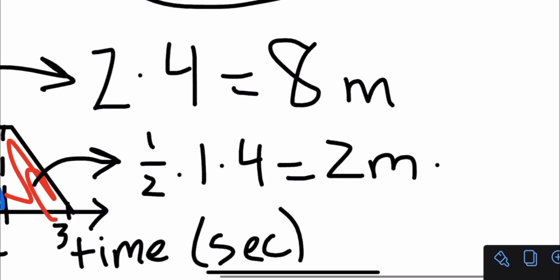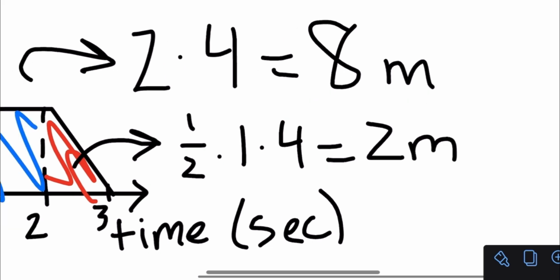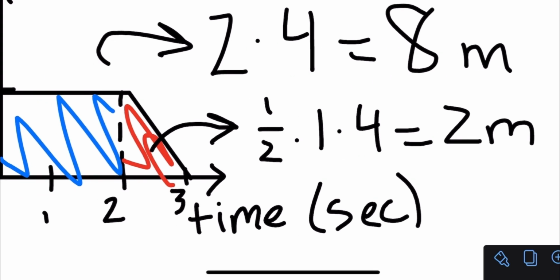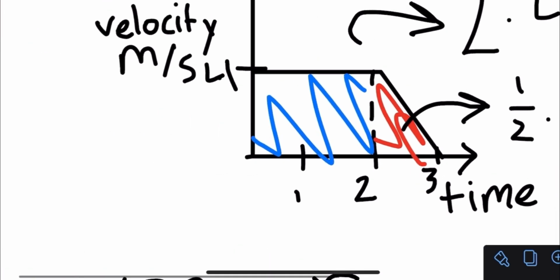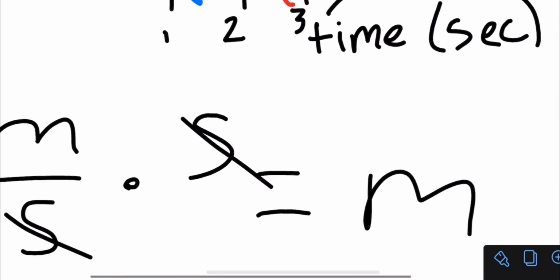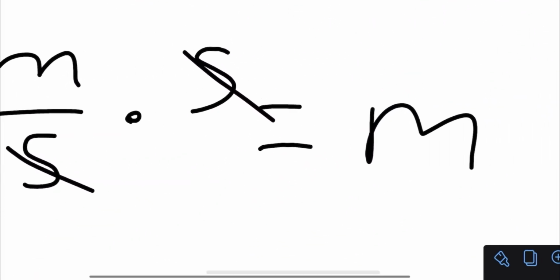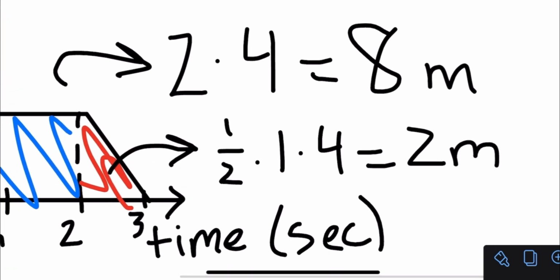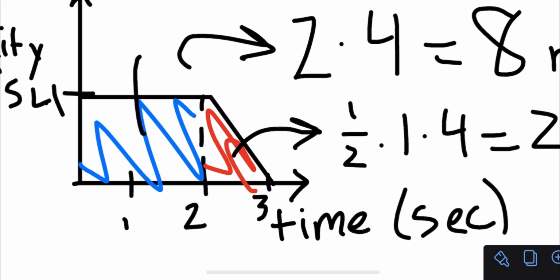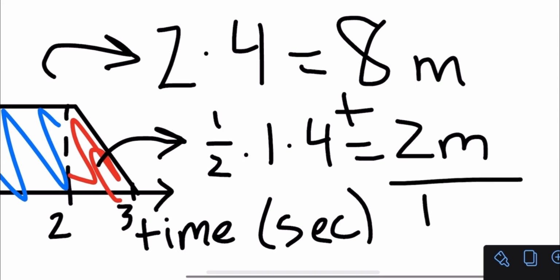Again, meters, because as we had in the last one, this 1 represents seconds because 1 is the base of the triangle, the difference between 3 and 2. And this 4 represents velocity, the height of the triangle. And meters per second times seconds gives you meters. So now we have these two areas, 8 and 2, from this rectangle and from this triangle. And if I add these up, I'm going to get 10 meters.